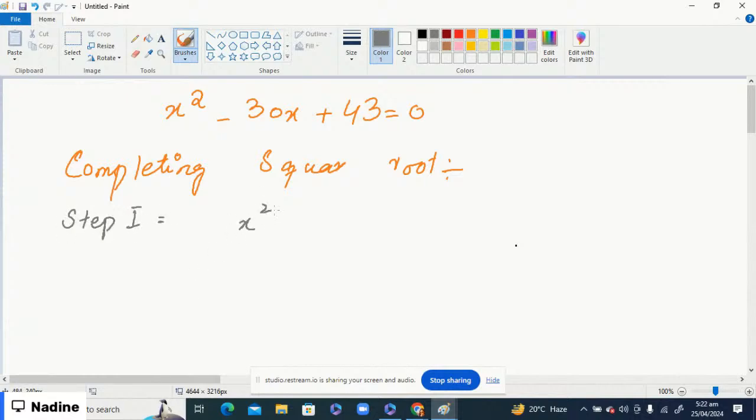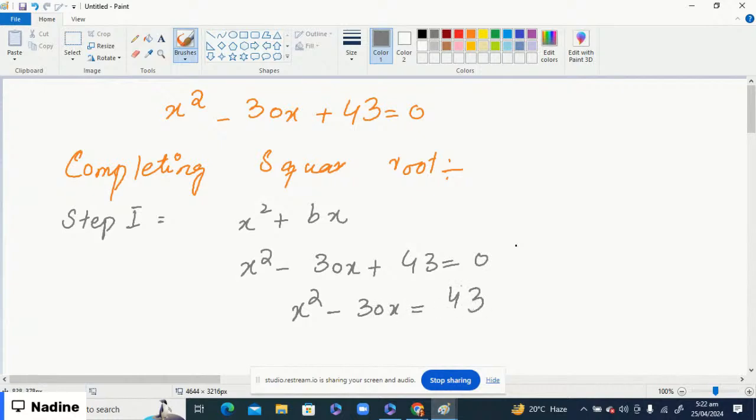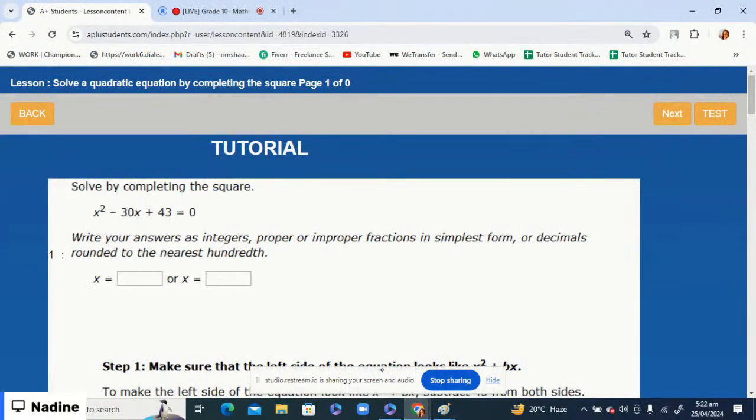It's in the form of x square plus bx. Is it x square plus bx? Yes. How can we make it x square minus 30x plus 43, which is equals to 0? But it's not here, so we can put it x square minus 30x, which is equals to 43. Now it's in the form of x square plus bx.